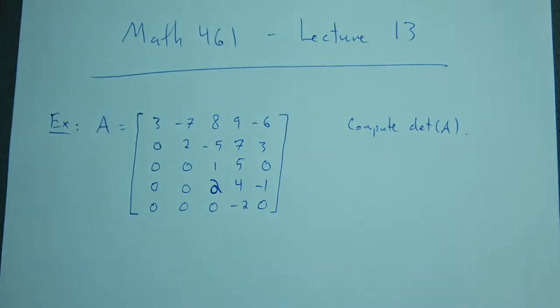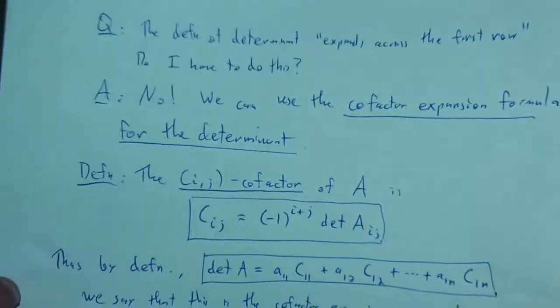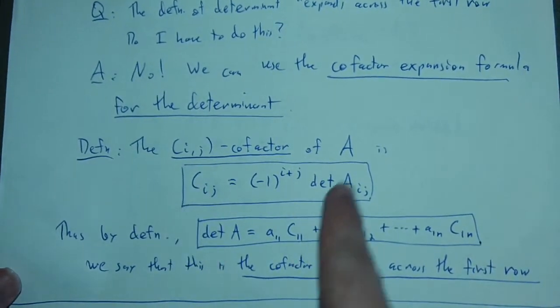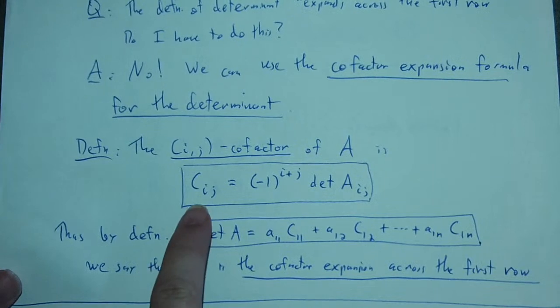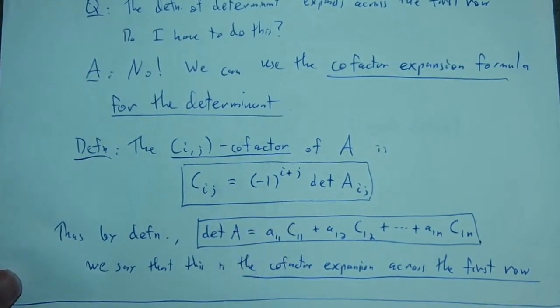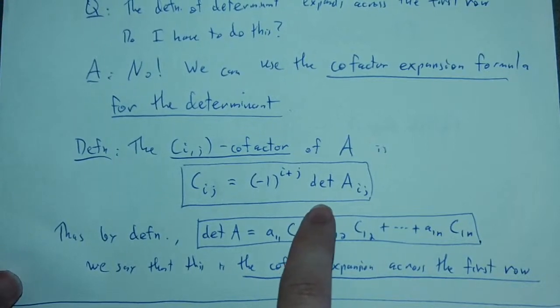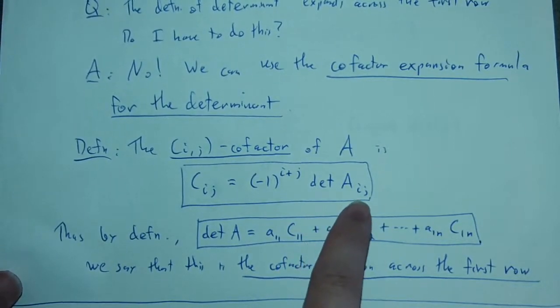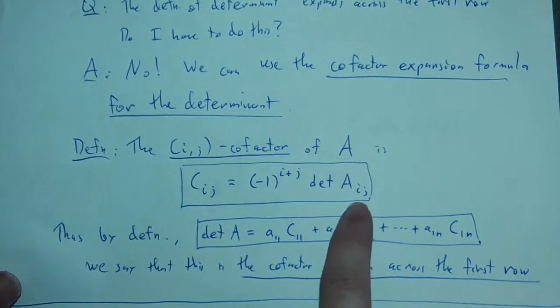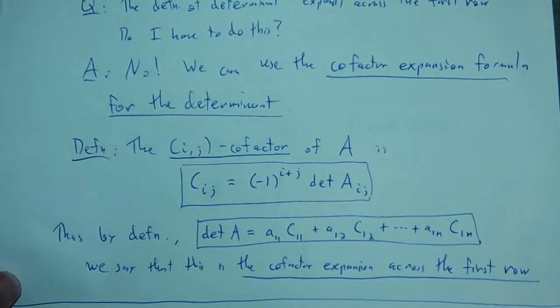Okay, and so just to quickly bring that back up on the screen. The definition of the ijth cofactor of a matrix A is this term C sub ij, which is minus 1 to the i plus j times the determinant of this submatrix A sub ij. Remember, this big A sub ij is formed by deleting the ith row and jth column from the matrix A.